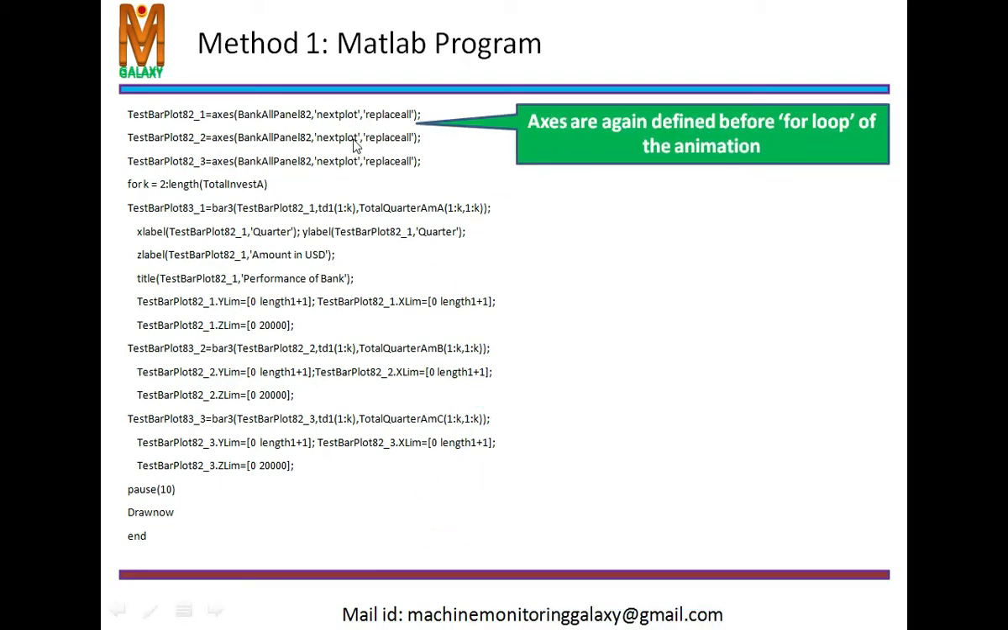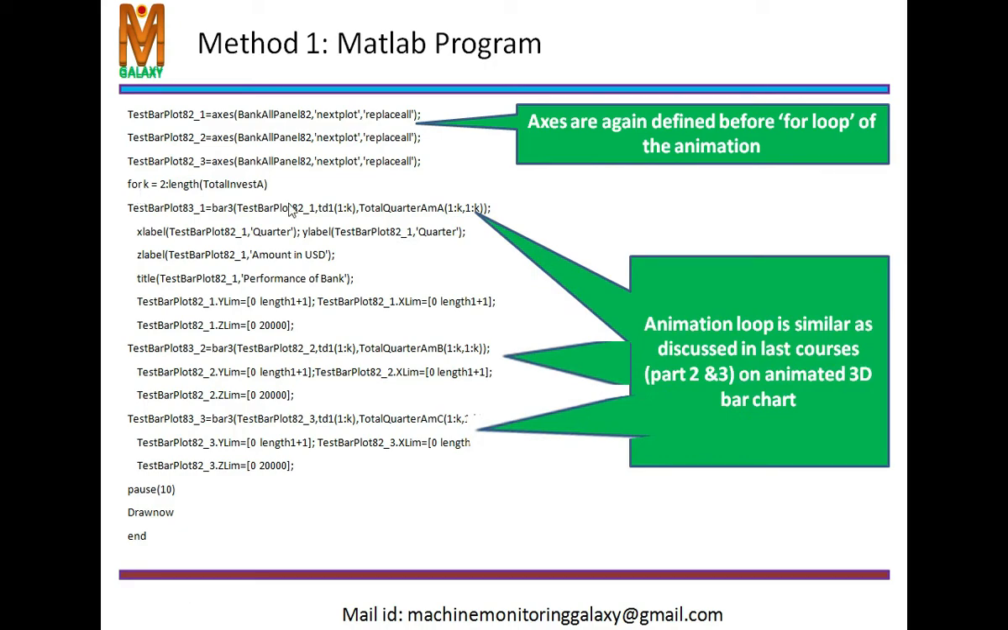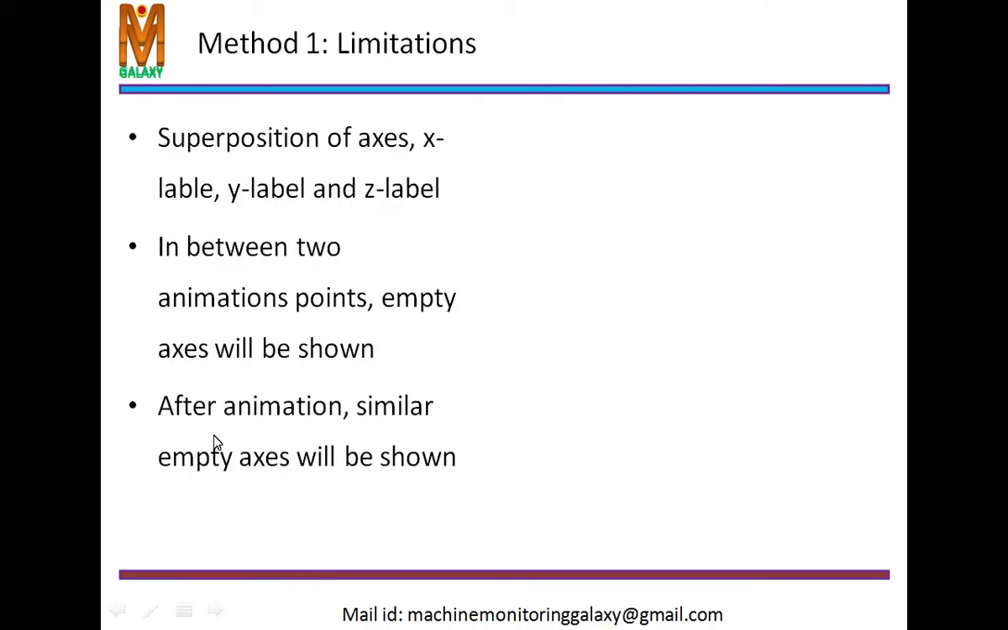Axes are again defined just before the for loop, and then we have the for loop where we will define all these animated bar charts. This we have already discussed during our third course. So this is the bar3 chart, then legend, and then x limit, y limit for each case we will find out.